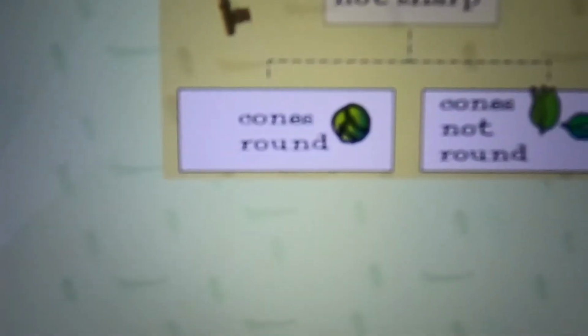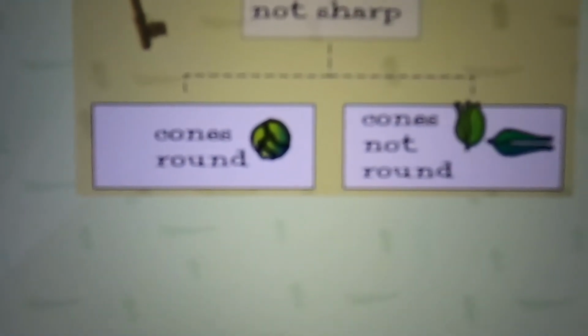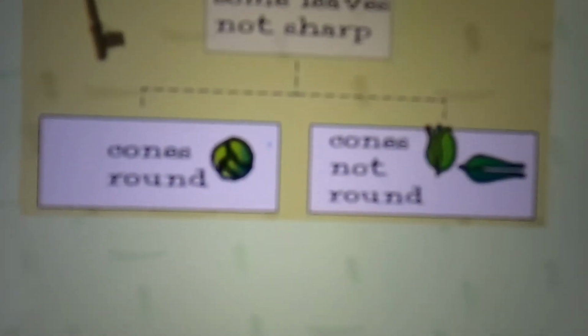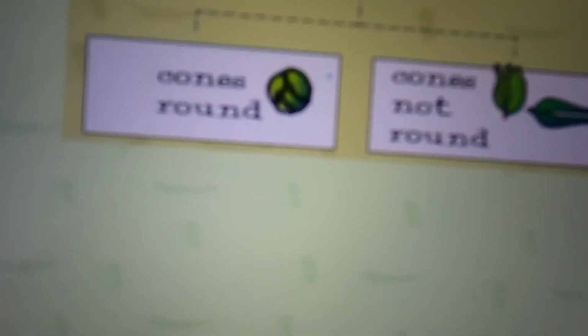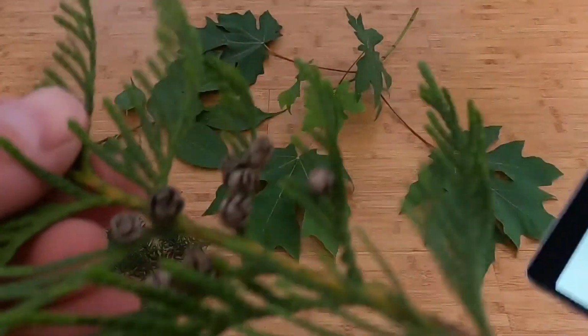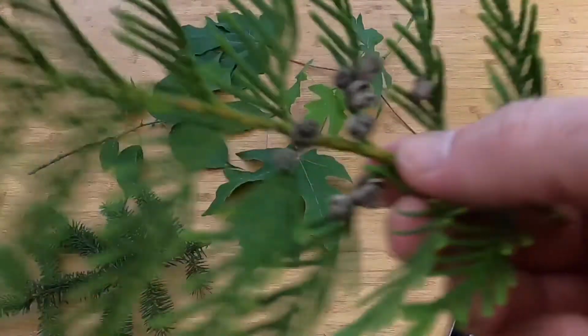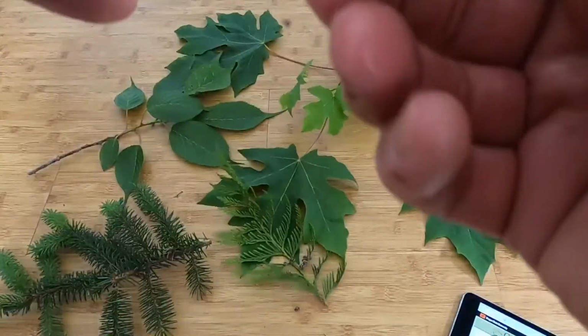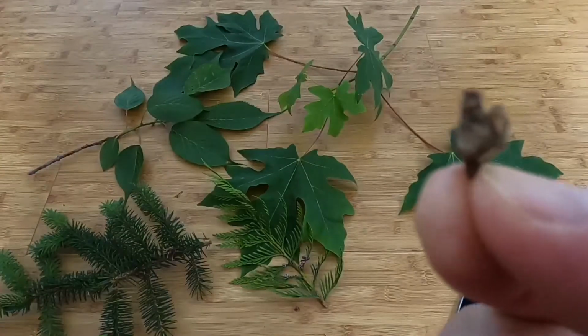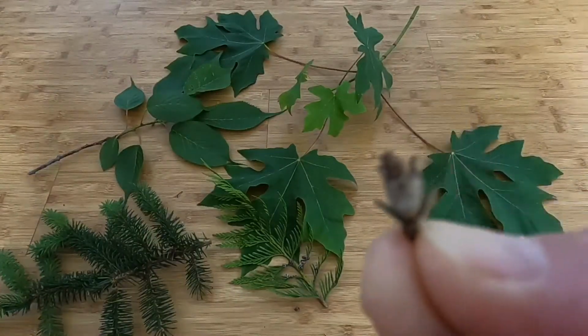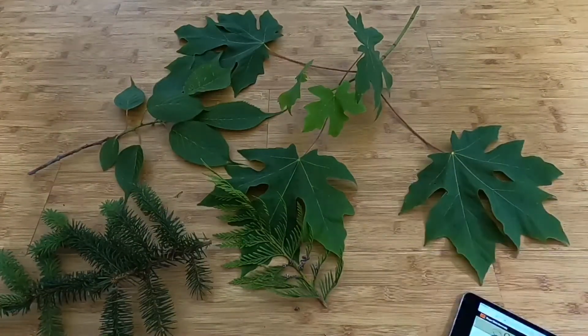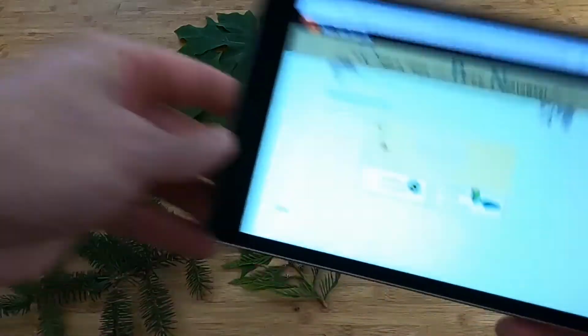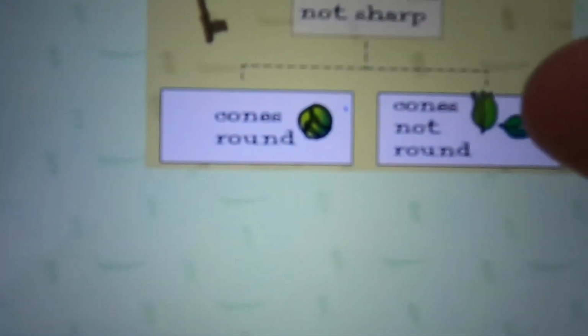So now here's the one you have to find. It's a little more challenging. We have to find a cone. If you look really close at these cones here, and I got this on the branch, if I pick one off and hold it, it resembles almost like a rose. So definitely they're not.